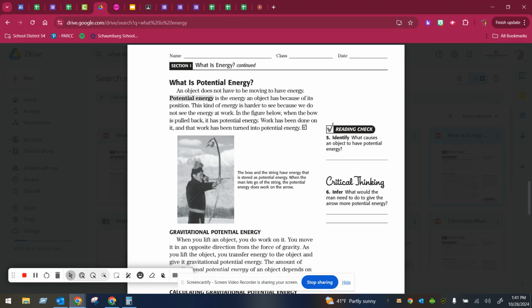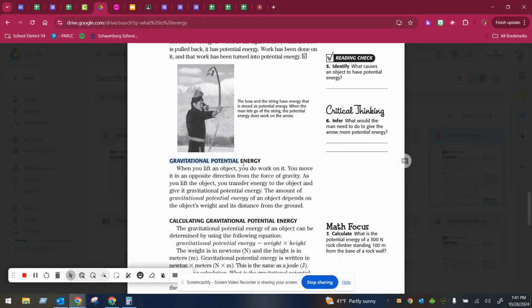So looking at this picture, this guy has a bow and arrow. Okay, this bow has a giant rubber band. It says the bow and the string have energy that is stored as potential energy. When the man lets go of the string, the potential energy does work on the arrow.